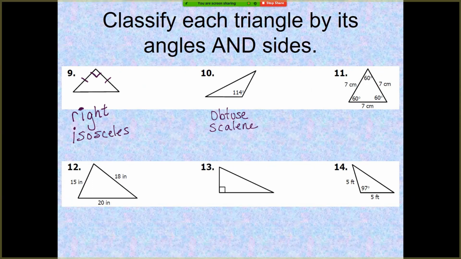Looking at question 11, we have angles that are all 60 degrees. So that means it's equiangular. And in this case, we don't have sides marked congruent, but we were given that each of the sides on this triangle are 7 centimeters. So that makes it an equilateral.